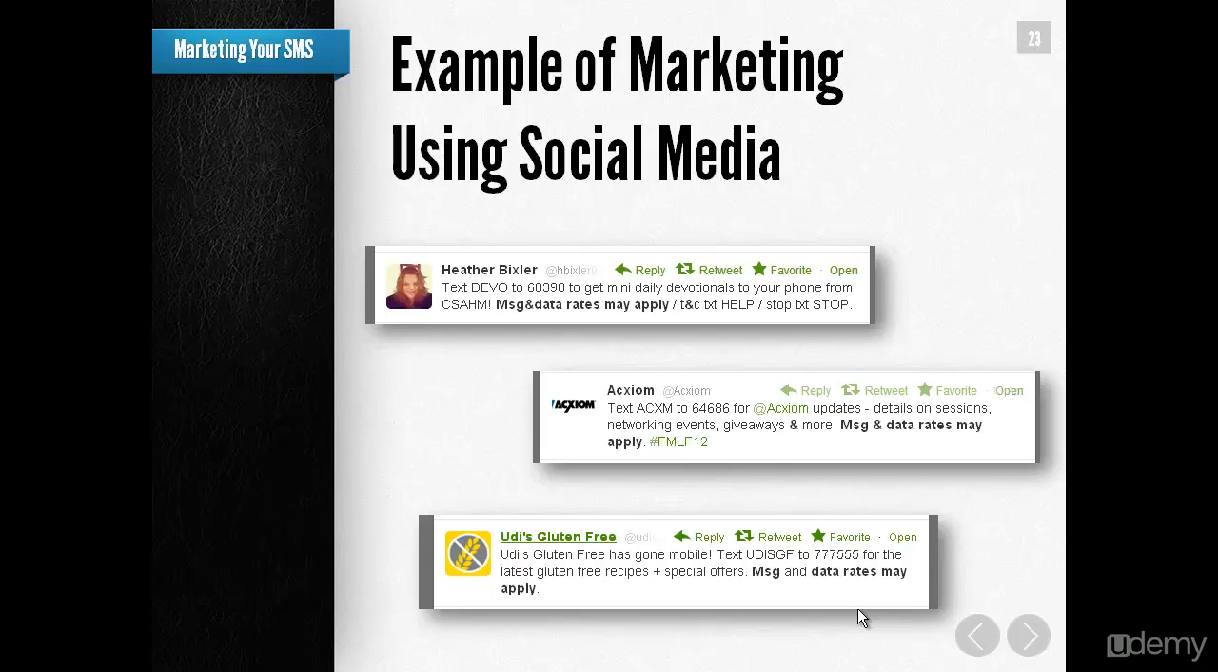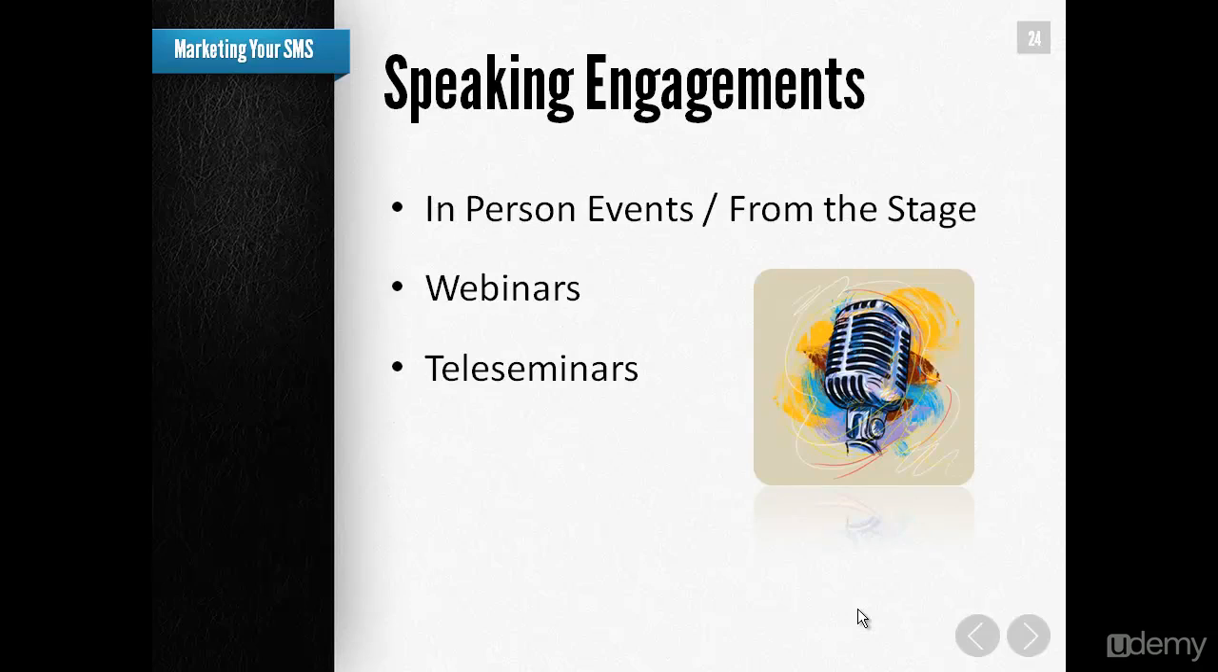So that's another reason not to just send things out like that, and how there's a difference between a text message list and a social media list, and why you want to have your own SMS list. You can generate text message opt-ins from your speaking engagements.